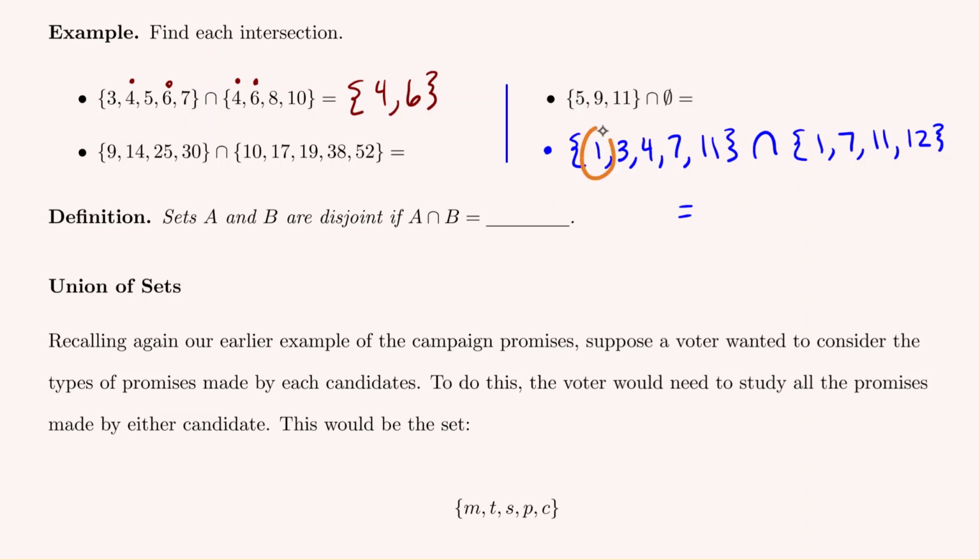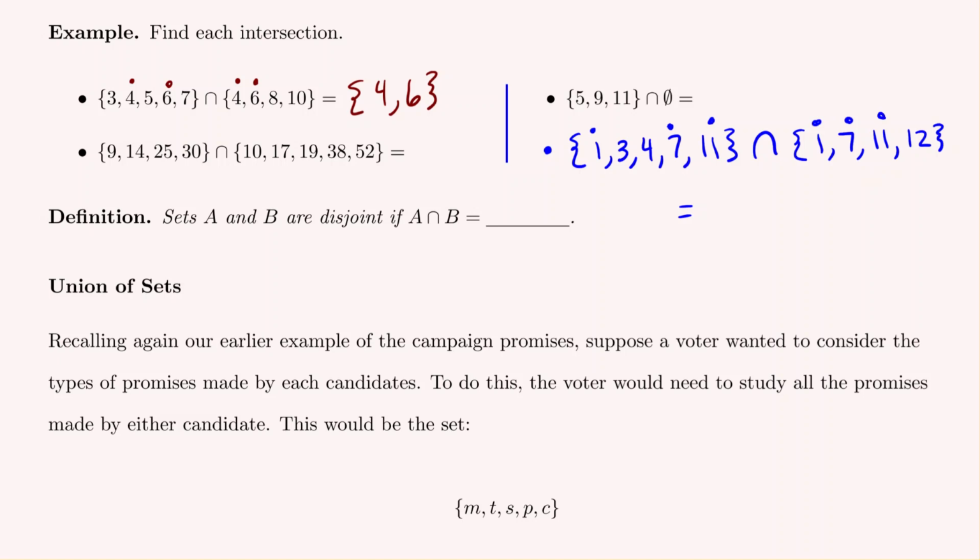Element-wise, starting in the first set, 1 is in this set. It's also here, so I mark it to be included in the intersection. Continue, 3 is here, not here. 4 is here, not here. 7 is here, but also in the second set, so we include that in the intersection. 11 is here, also in the second set, so we include it.